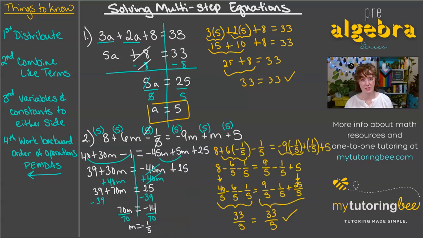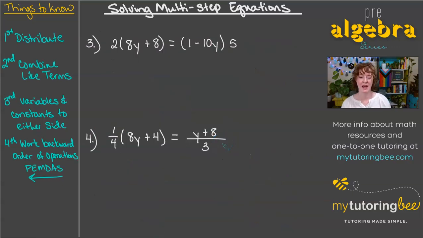Okay, and I did want to check our work on this one as well. So I rewrote the original equation with the negative 1/5 substituted in for m. You can pause the video, check out my work. I just solved using order of operations, but I did get 33 over 5 on both sides of the equation once I solved each side. So then that tells me that m equals negative 1/5 is the correct solution for this equation.